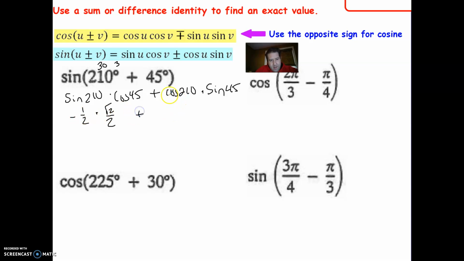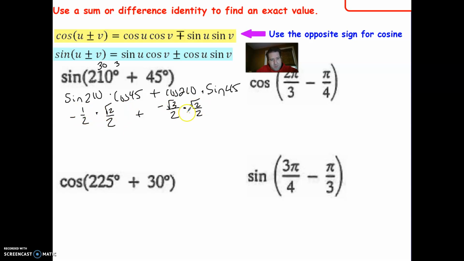And then add that to cosine of 210 degrees. Remember, that's a 30-degree angle in the third quadrant. Cosine of 30 degrees is square root of 3 over 2, but since it's in the third quadrant, it's going to be negative. Multiplied by sine of 45, which is square root of 2 over 2. Okay, so now it's just a matter of simplifying.